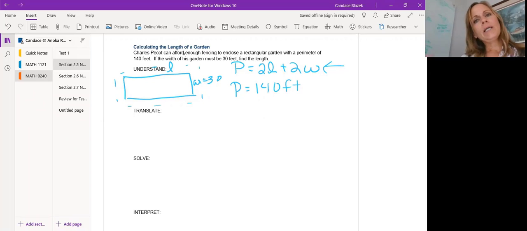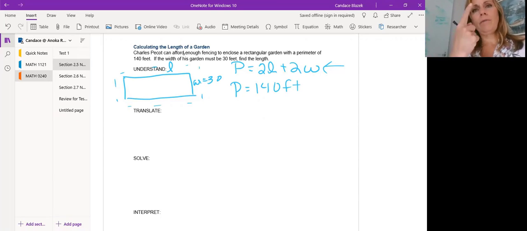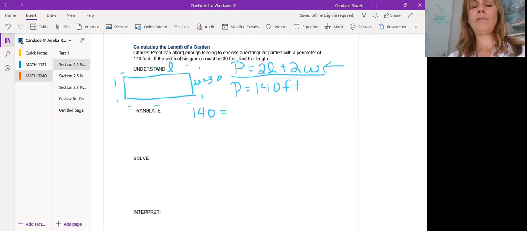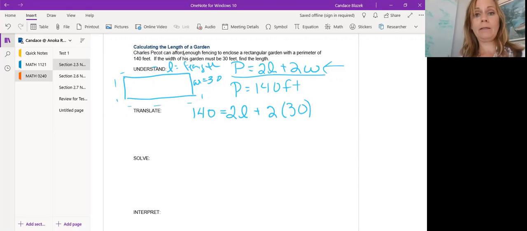We need to put enough information in, fill in really all but one variable, to be able to solve. So to translate this, I'm going to read and just go through my formula. Perimeter, which is 140 feet, is equal to twice the length. Well, we're trying to find the length. This is what we're trying to find, the length, plus 2 times the width, which it states is 30 feet. And there's our formula. There's our equation.